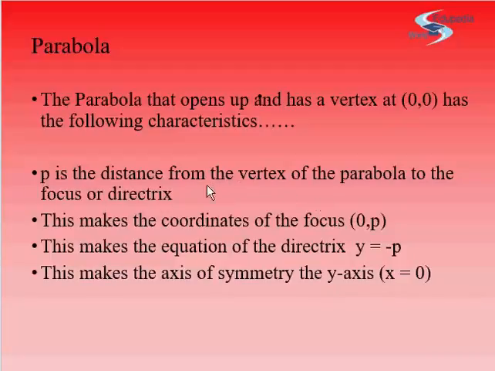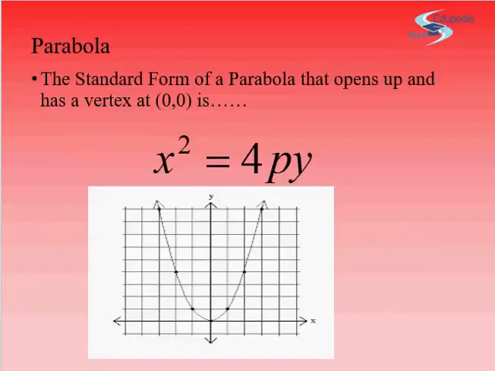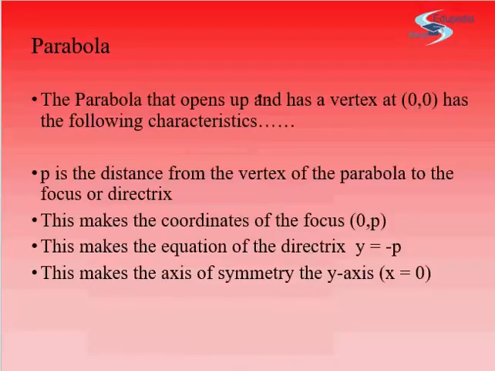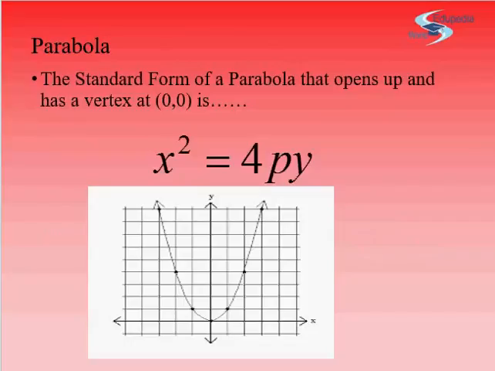This makes the coordinates of the focus (0, p). The equation of the directrix is y = -p. Now if you look at these two, the coordinates of the focus are (0, p). But what does that mean? The first number of the coordinate is 0, which means it lies on the y-axis, where the x values are 0. So (0, p) means it would be someplace over here, p being a value on the y-axis.